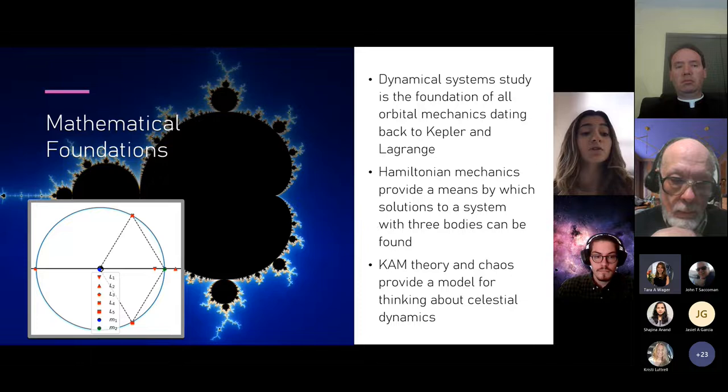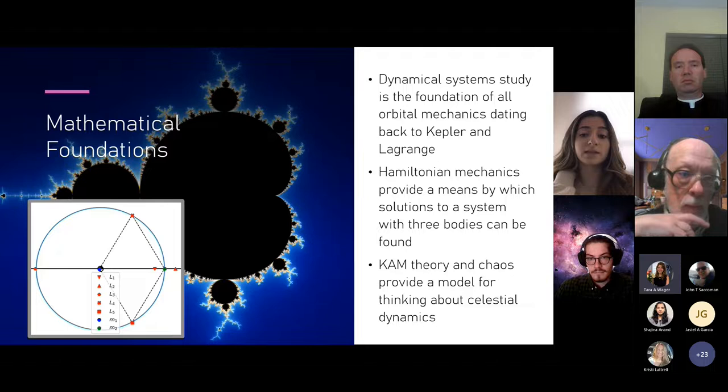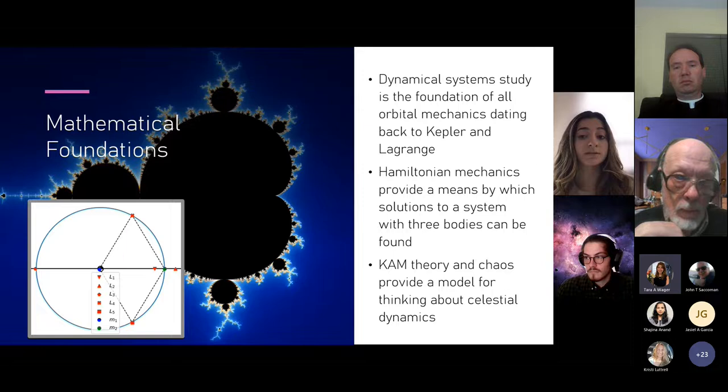Hamiltonian mechanics provide a means by which solutions to a system with 3 bodies can be found. Sir William Rowan Hamilton developed geometric techniques for studying the properties of dynamical systems, permitting a wider class of coordinates than Newton's or Lagrange's. Hamiltonians describe the system in terms of components of momentum and coordinates of space and time, while still considering the conservation of energy of the system.